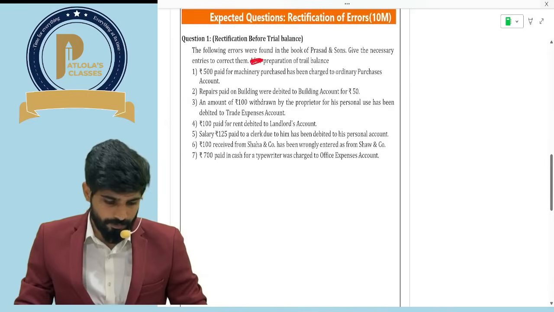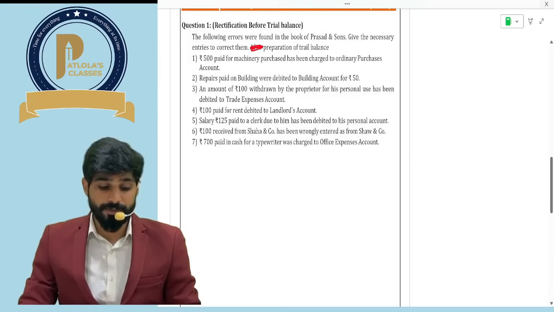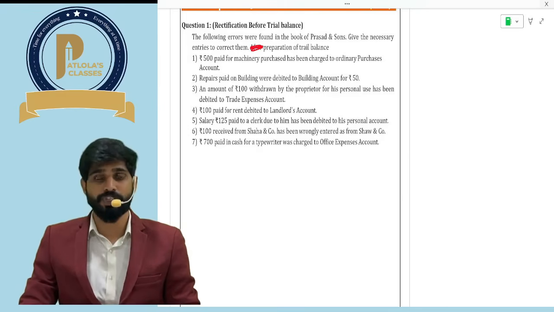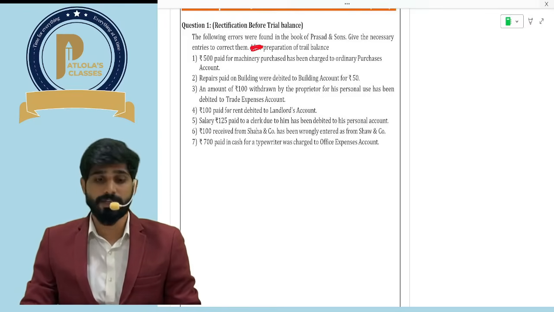Let's come to the fifth one. Salary 125 paid to clerk was debited to his personal account. Whenever you pay any salary, that's an expenditure. It should be debited to salary account, whereas it is debited to clerk's personal account. So it should be cancelled.